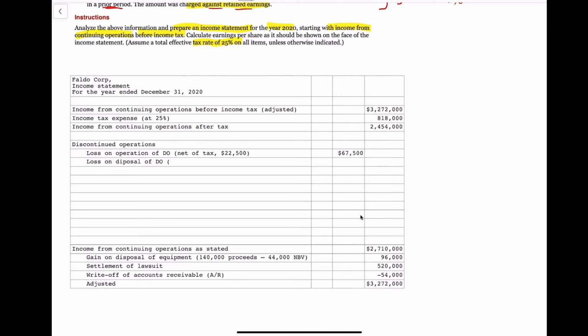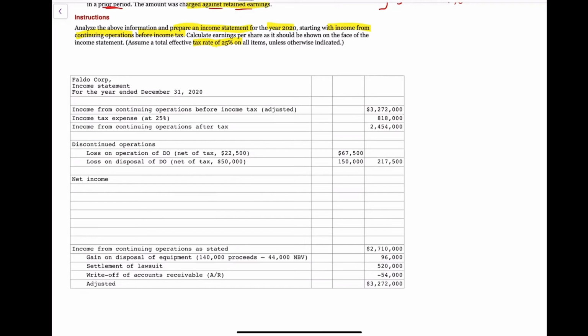Now we have our loss on disposal of the DO. And what is the tax on that again, Drew? 50,000. So net of tax of 50,000. And that means the after tax amount is? 150. That's right, 150,000. And the two will add up to a total loss, and that's 217,500. And then our last item, of course, is the net income. Just make sure that you either add or subtract the DO correctly.